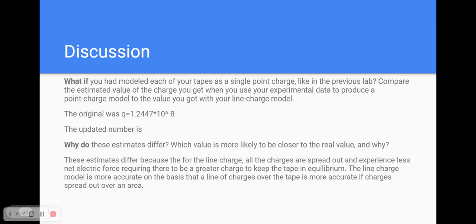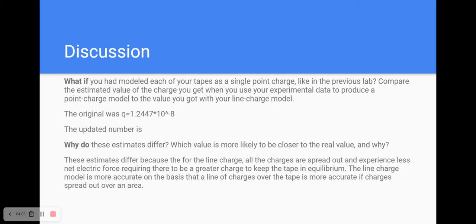And we have the discussion. So we have that original value, or what if you had modeled each as a single point compared to a line charge. So the original would have been Q equal to negative 1.2447 times 10 to the negative eighth. However, that updated number is going to be 9.44 times 10 to the negative ninth, which is clearly smaller. So why are these estimates different, and which is closer to the real value?